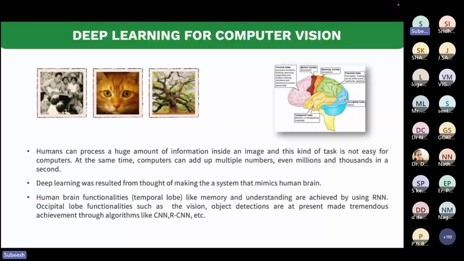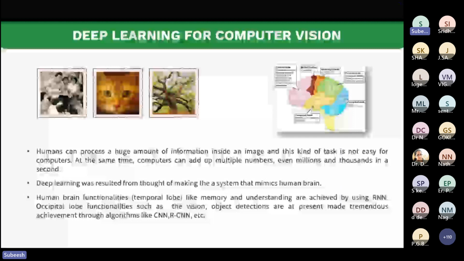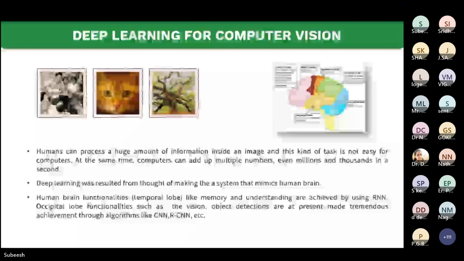So this was the concept behind computer vision and deep learning based computer vision. We are even trying to mimic the complete operation of a brain using DL models, and we are quite successful using models like CNN and RNN.